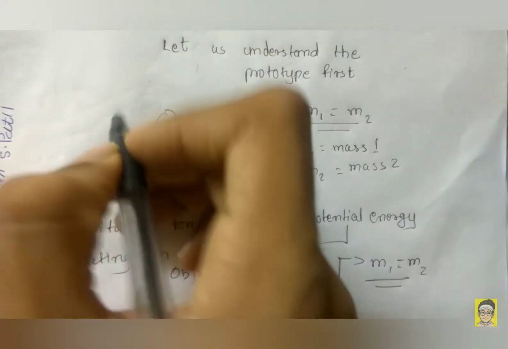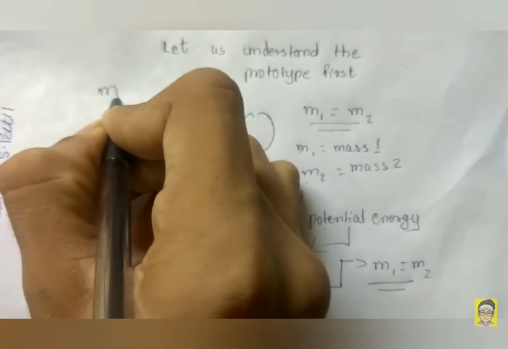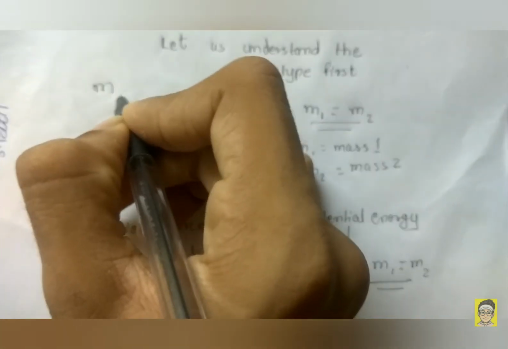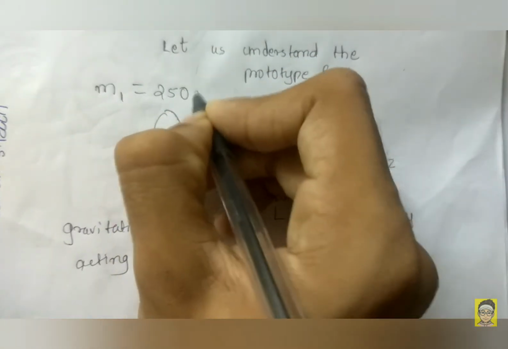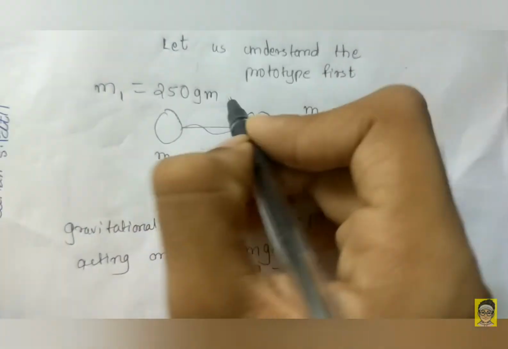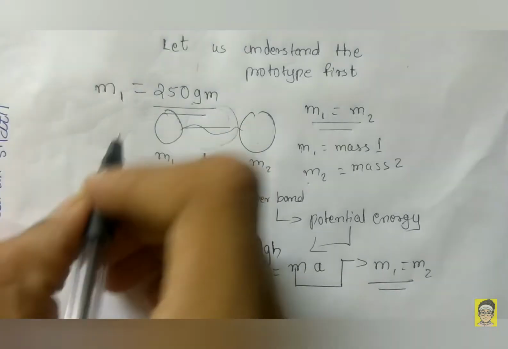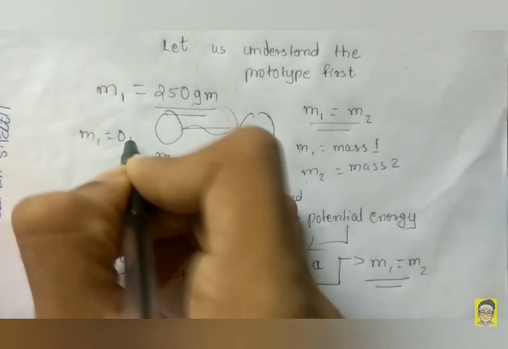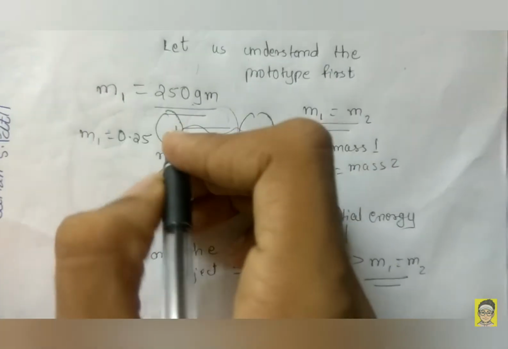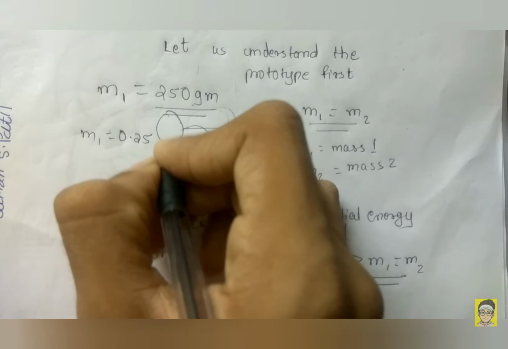So I have measured the masses of both the objects and the mass is equal to 250 grams. Here we are not going to consider grams, as we know that the SI unit of mass is kg. So I'm going to convert it to kg. So it will be equal to 0.25 kg. I'm going to consider 0.25 kg.